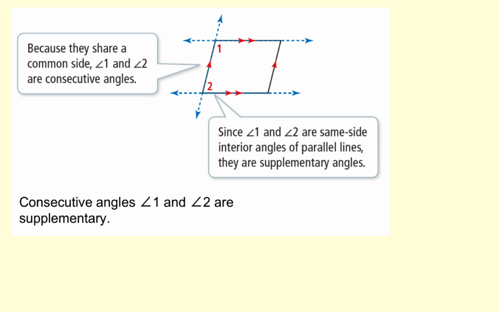Let's take a look at a parallelogram and notice that it's part of a bigger picture with parallel lines and a transversal. We're not using the diagonal as a transversal, we're going to use one of the sides as a transversal. When this happens, angle 1 and angle 2 are what we call same side interior angles. And we know that same side interior angles are supplementary. That means they add up to 180.